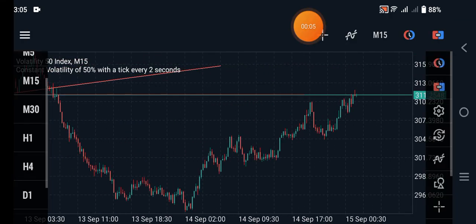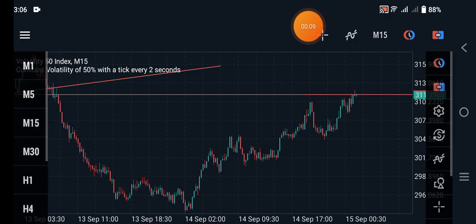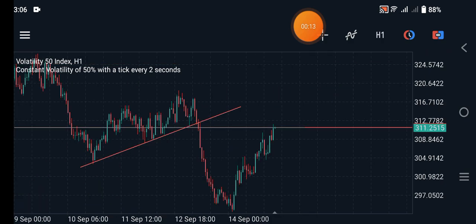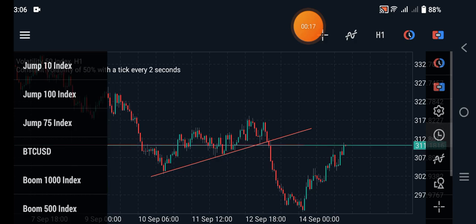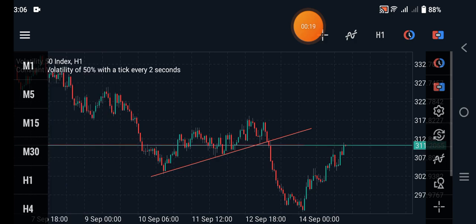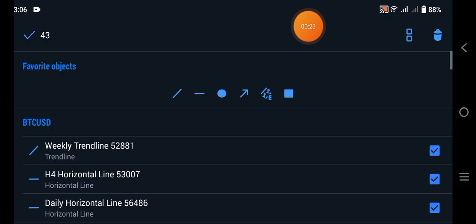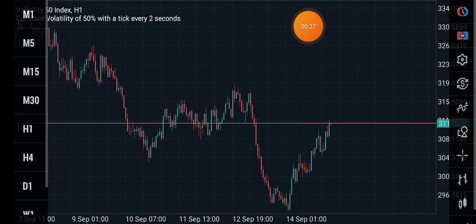Analyzing this one, volatility 50, just to give you an idea of what you should be looking for. Get me? So I'll be doing that right away. I won't be taking much of our time.